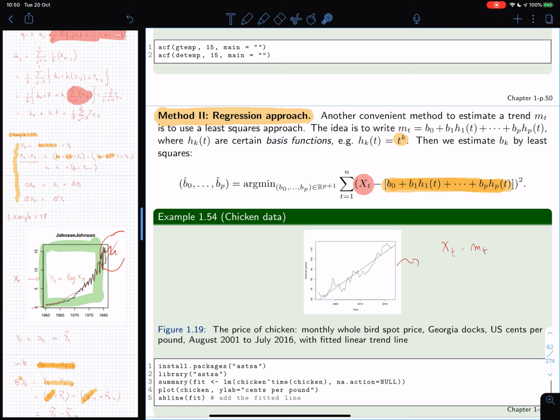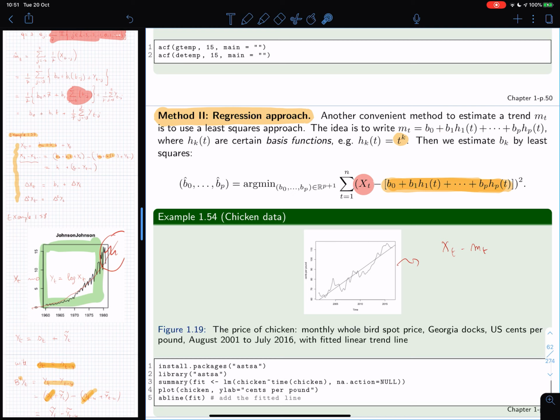So what you say is that you suppose, let's suppose that there's no seasonal component. We only have a trend part. And we suppose that our trend is some kind of linear combination of certain basis functions, typically polynomials. It could be something else. And then what you want to do is eliminate this by estimating the coefficients.